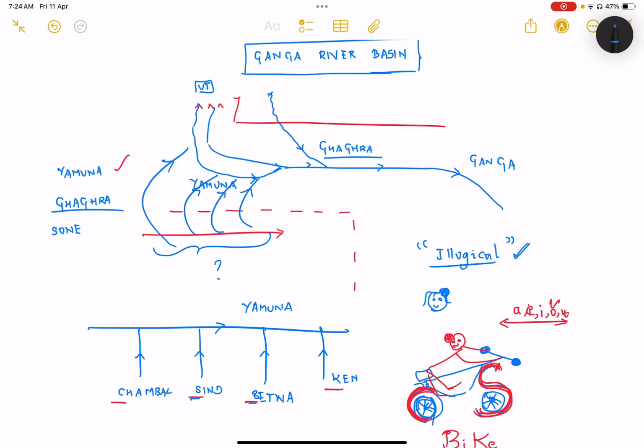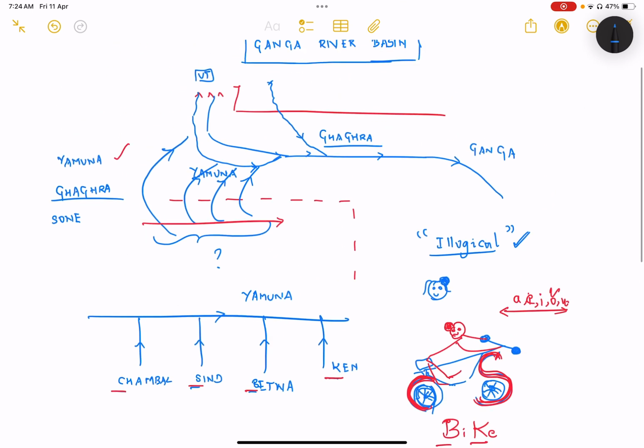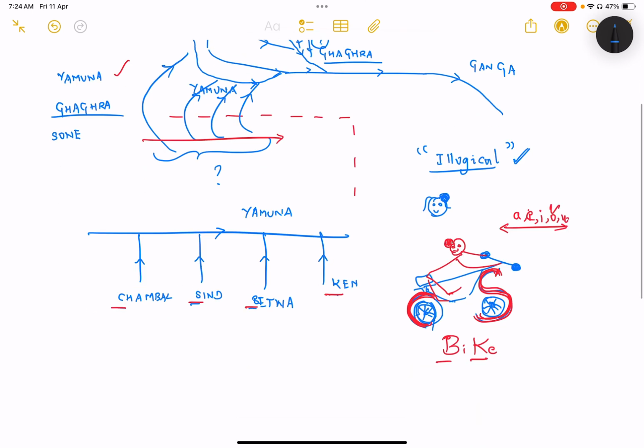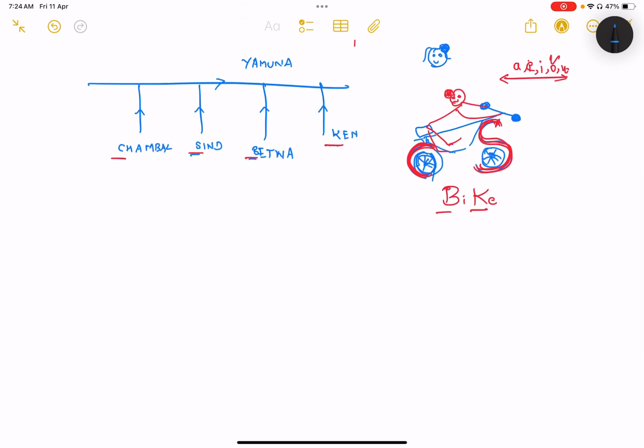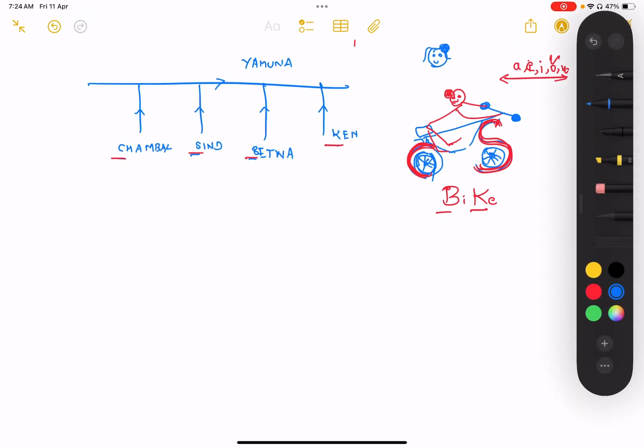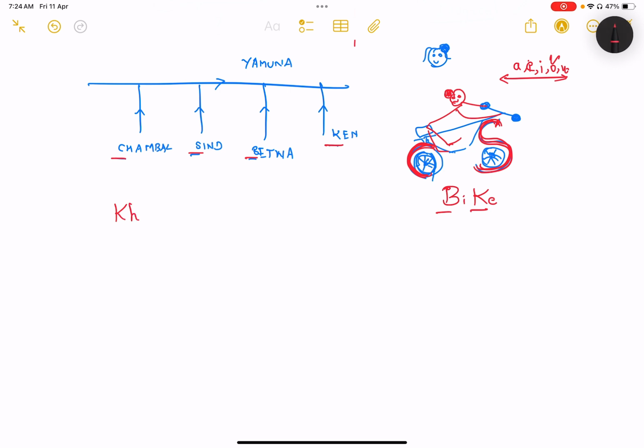Now, for remembering the tributaries of Gagra, okay, so who exactly are they? Who are the tributaries of Gagra? To talk about them, we have a simple visual again. Think about Kakra, the famous snack, right?